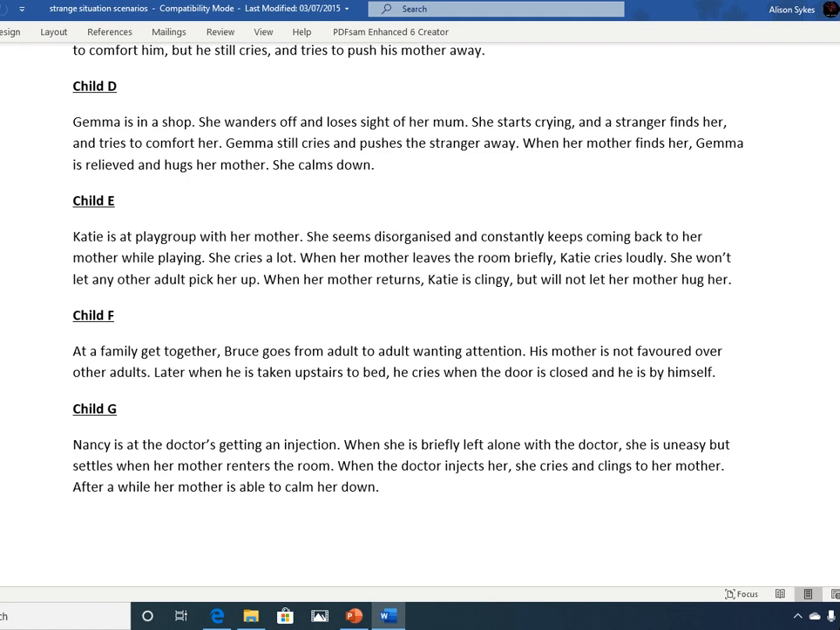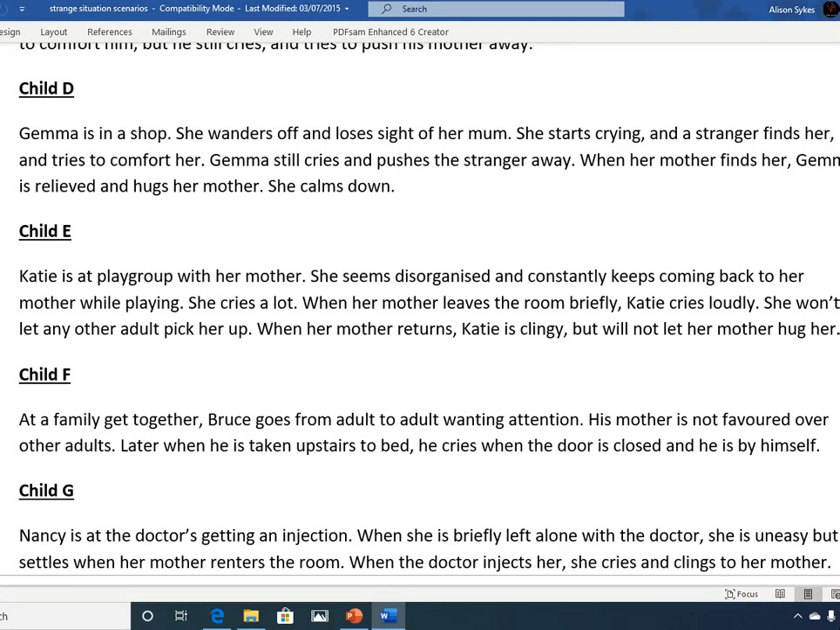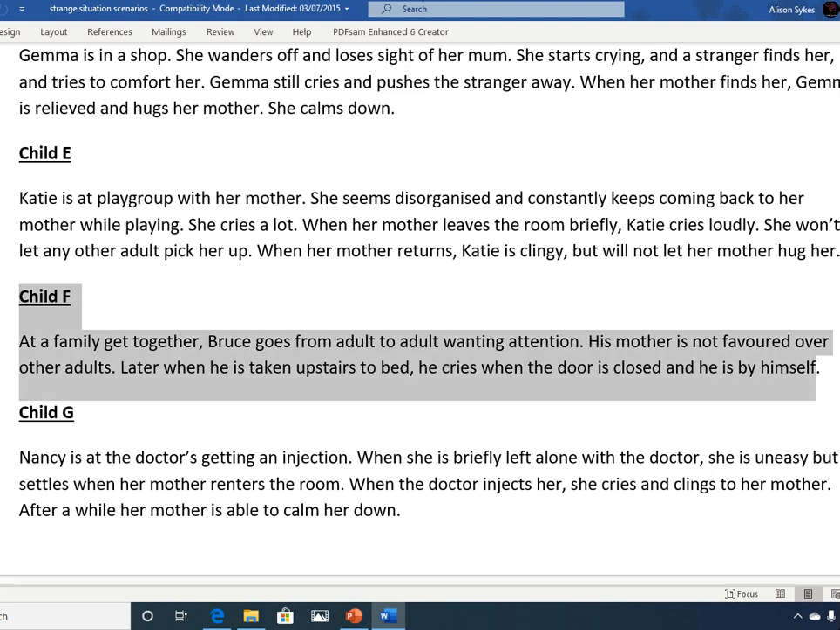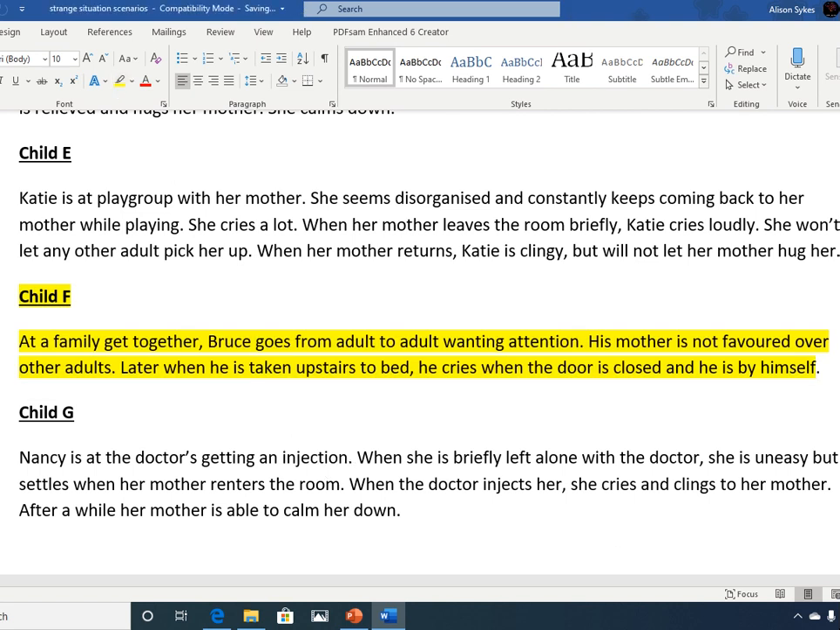And I would just like to talk about child F. You don't need this particularly for the strange situation, but usually when I'm teaching this, I bring this in here now. So let's just have a look at child F, which is quite an unusual case. So let's just highlight this just to make sure that you're all aware of the one we're looking at.